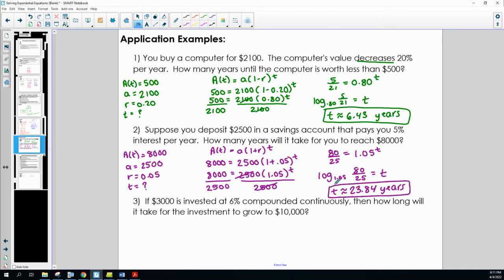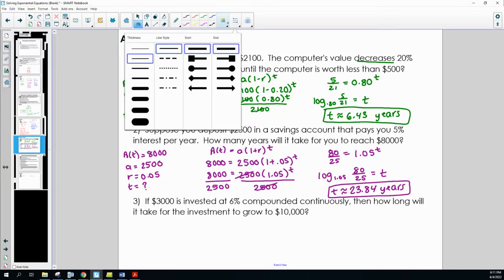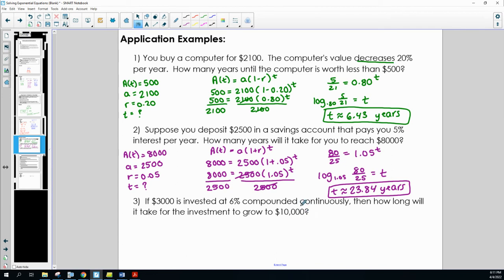All right, so let's look at this last word problem here. If $3,000 is invested at 6% compounded continuously, then how long will it take for the investment to grow to $10,000? So again, we're looking for keywords: compounded continuously. This means that we're going to use the compound continuously formula, which is A equals P e to the rt, that PERT equation. A is our final amount, which in this case is 10,000.